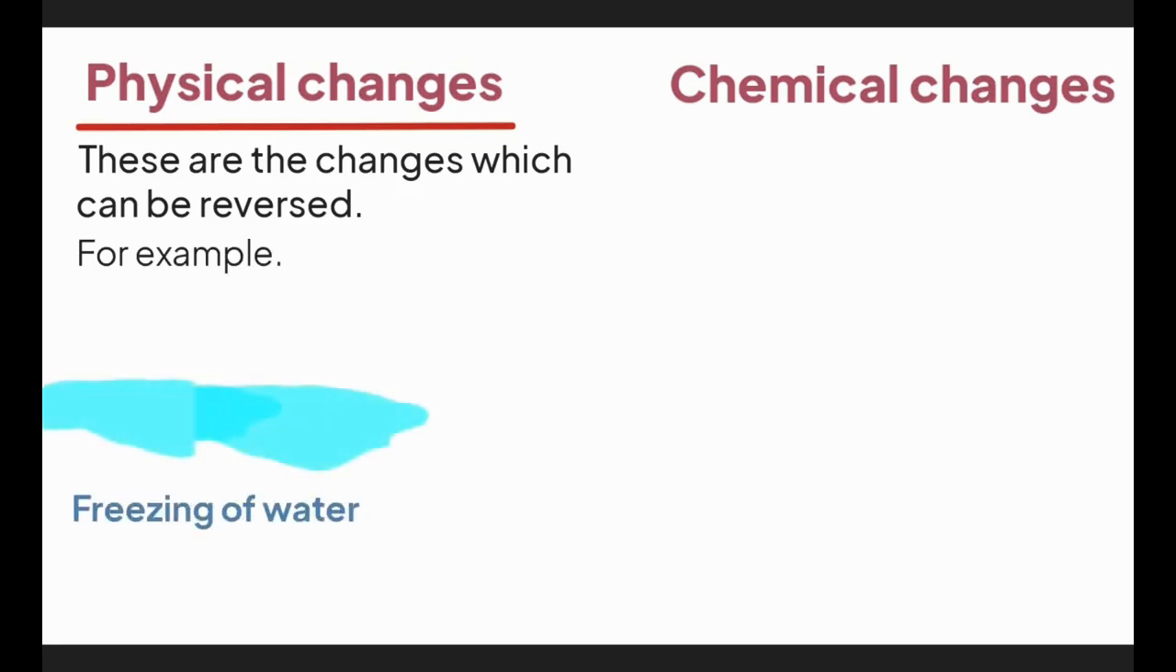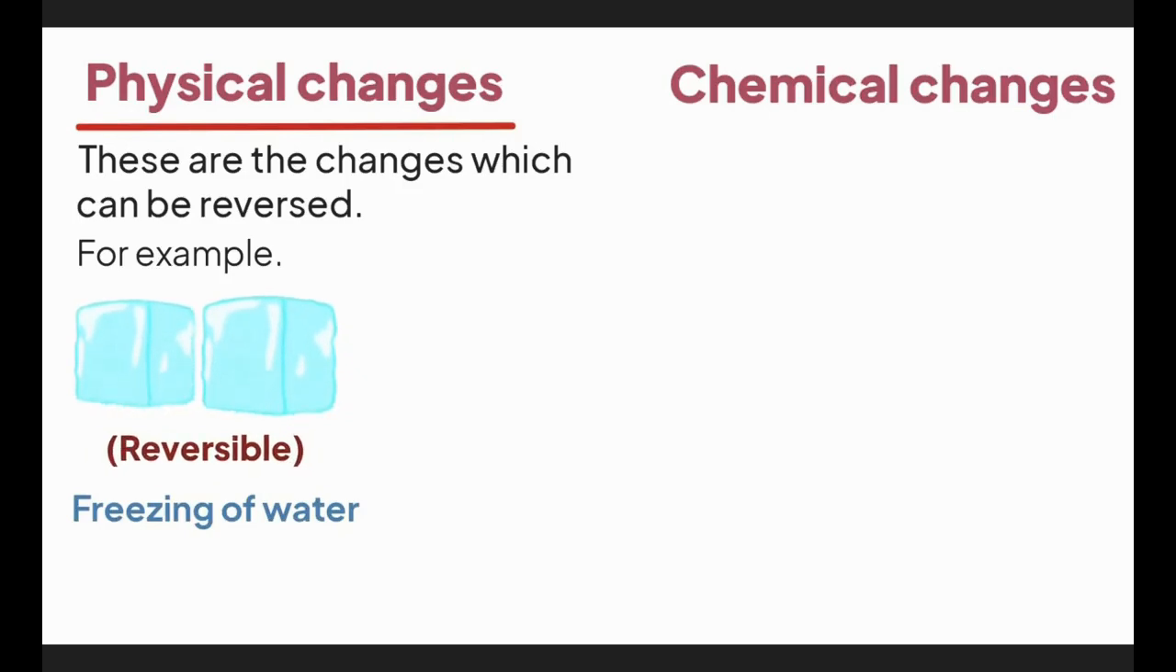For example, the freezing of water. Changing the liquid form of water into solid form is called the freezing of water. And changing the solid form into liquid form is known as the melting of water. So it is a reversible change, and it is known as a physical change.